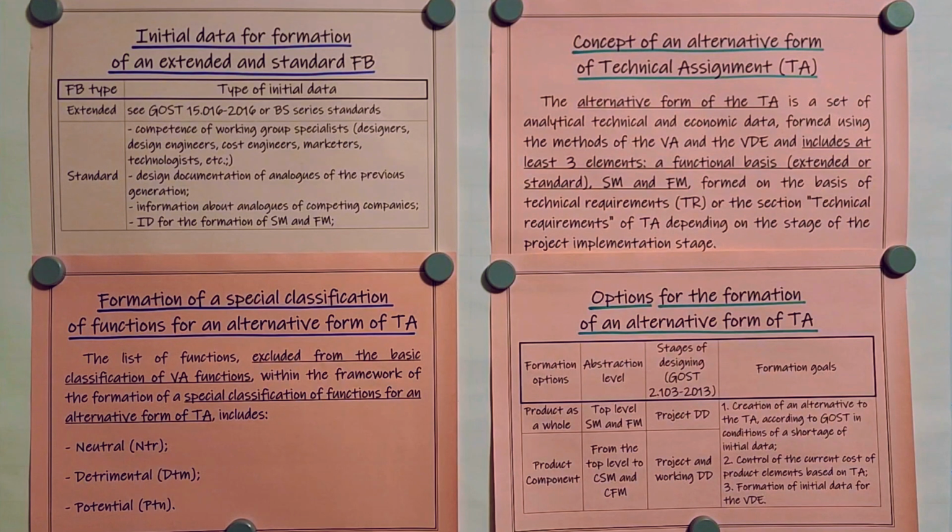Thus, we come to the conclusion that from an informational point of view, the standard functional basis, along with structural and functional model, isn't only an alternative form of design engineering documentation representation that allows generating analytical reports, but also a form of representation that requires additional initial data to be generated, therefore presenting the user with a larger volume of technical and economic information compared to design engineering documentation.